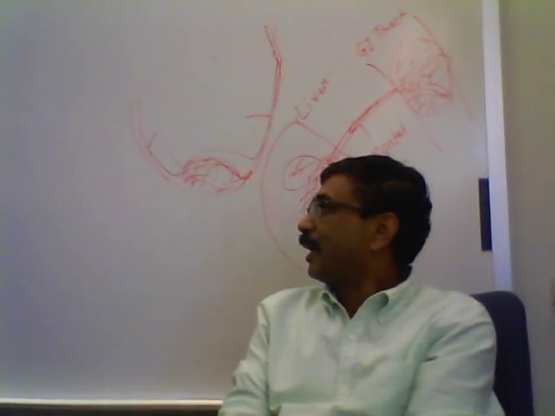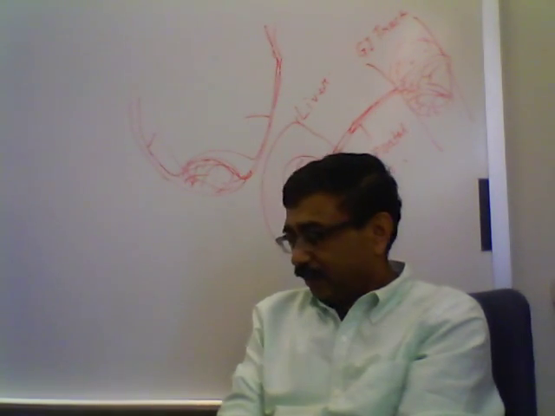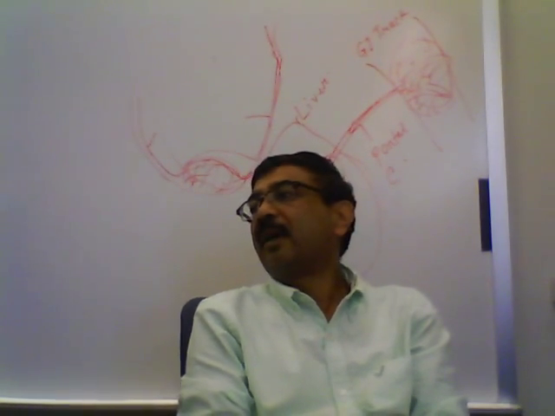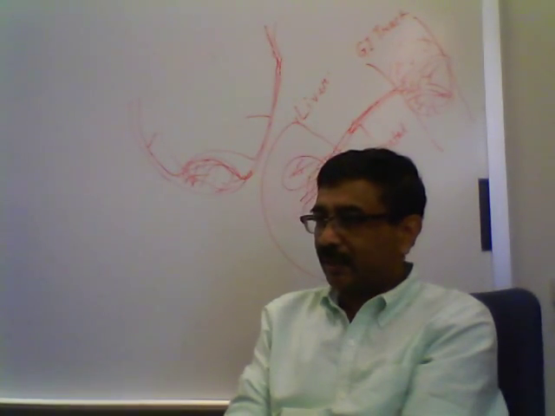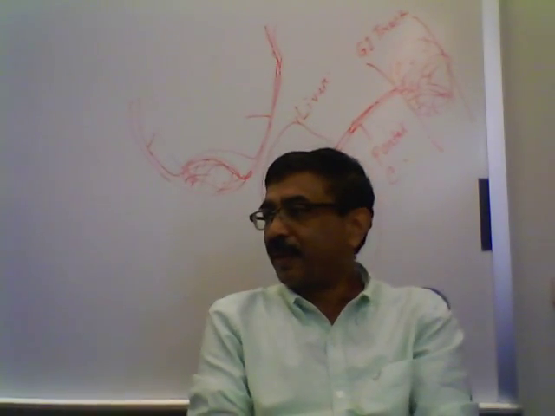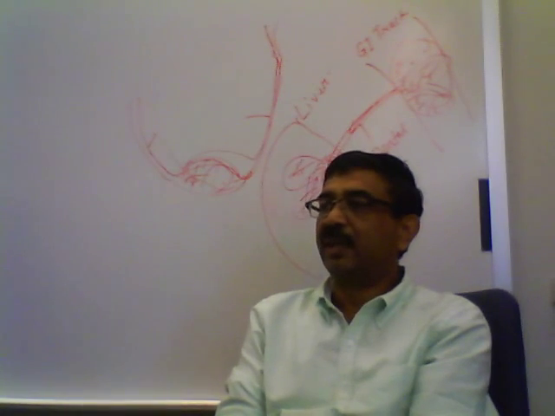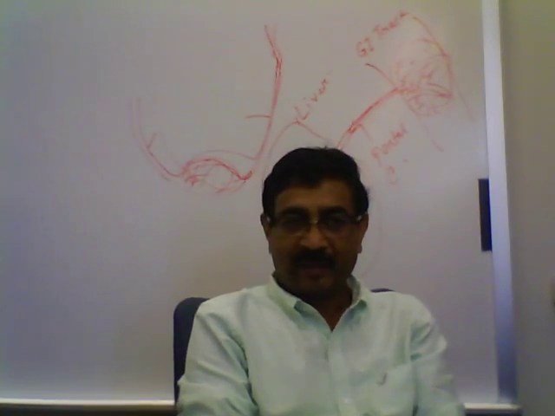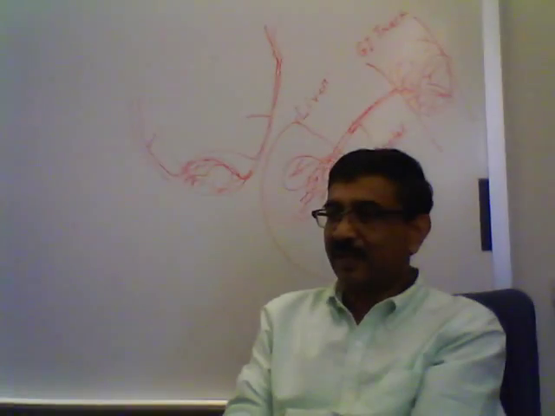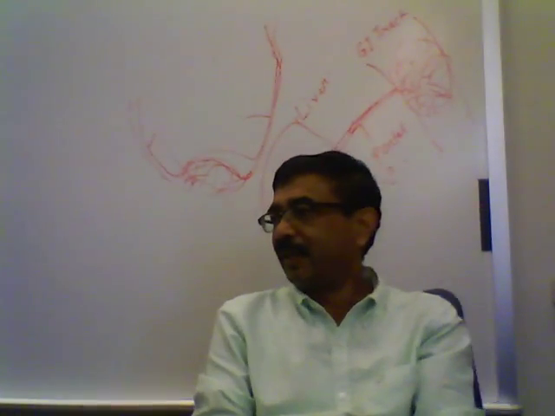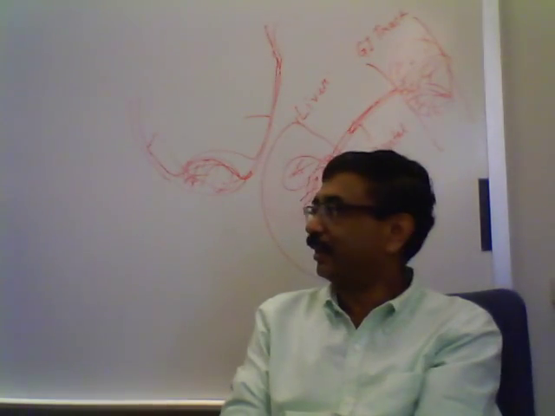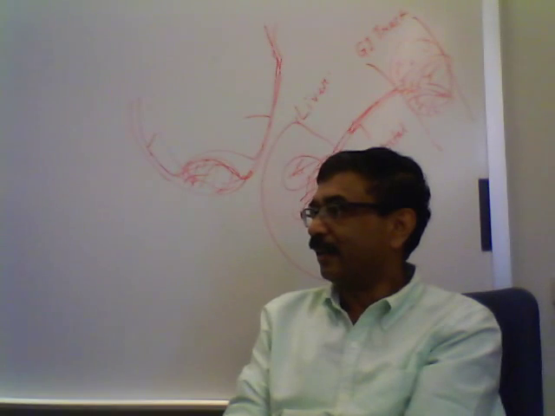Now, capillaries usually get connected to each other and form a network of capillaries, and that network of capillaries is called the capillary bed. So capillary bed is the network of capillaries. Capillaries very often anastomose. Anastomose just means connected to each other.